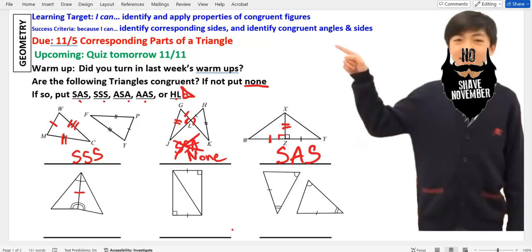Okay, now what is this? An angle is an arc. You have to learn that. A tick mark is a side. An arc is an angle. So angle, side, angle. Angle, side, angle, in that order, is ASA.